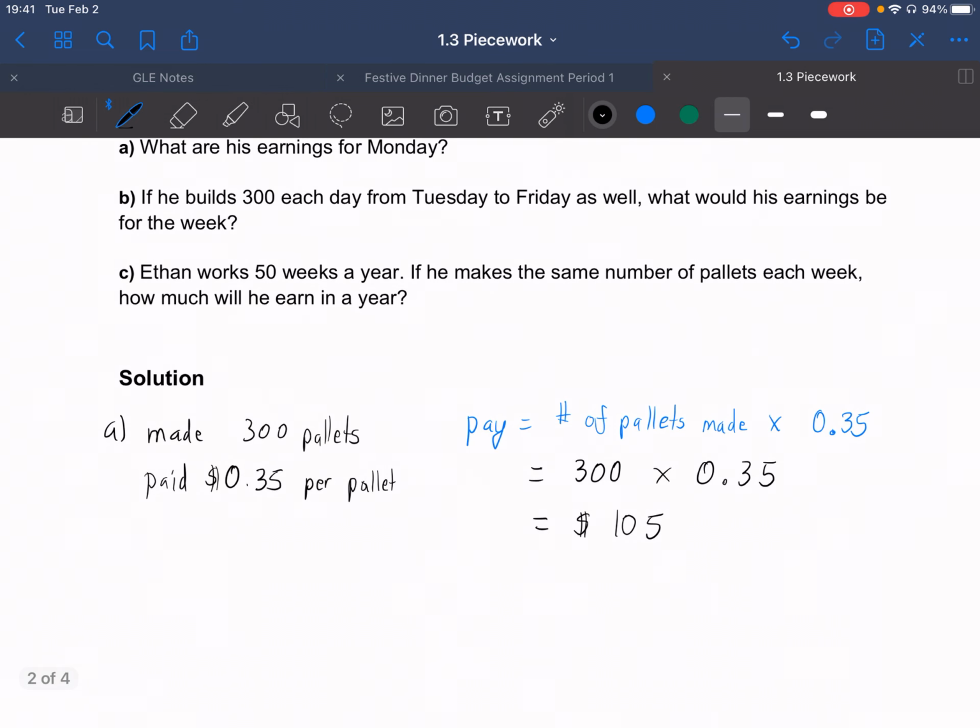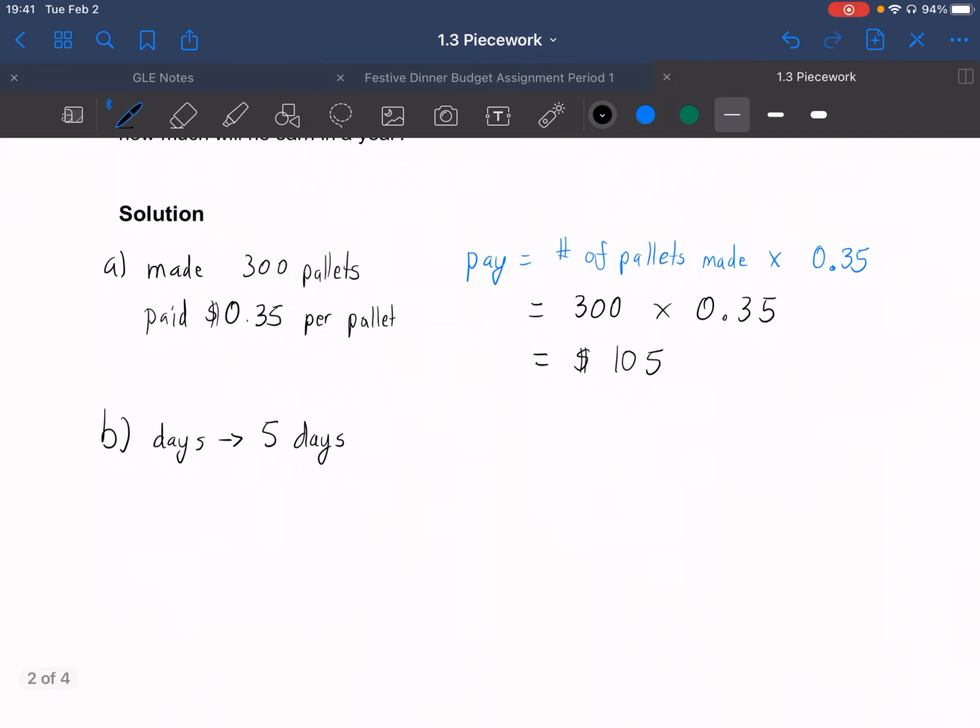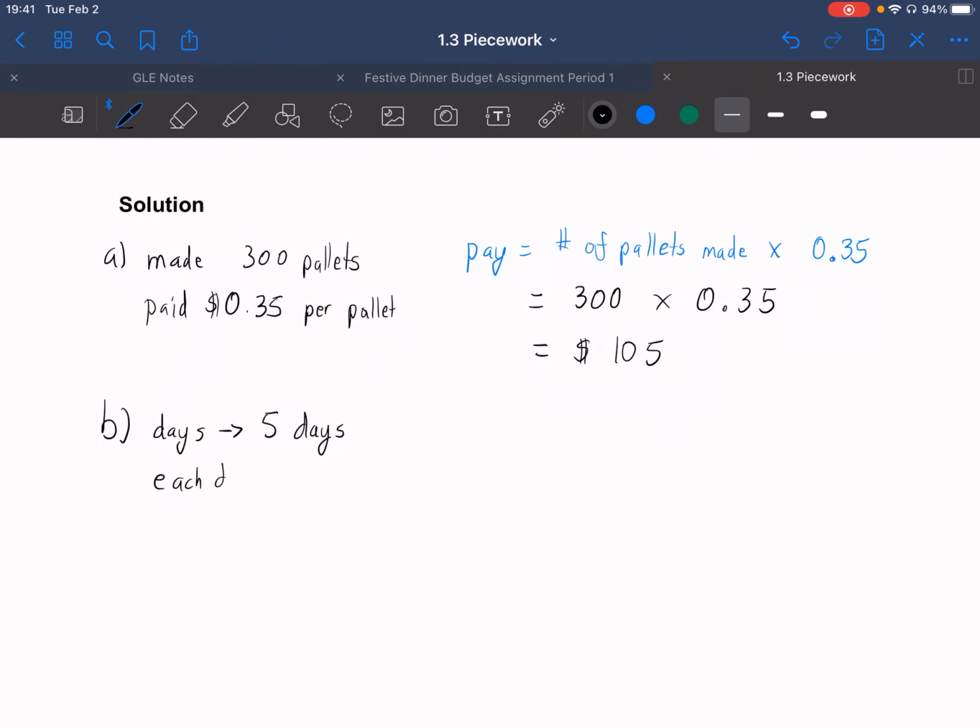So let's look at the second part of this question. He builds 300 each day from Tuesday to Friday as well. What would his earnings be for the week? So we have 300 per day. Days: Monday, Tuesday, Wednesday, Thursday, Friday. That's 5 days. Each day, if we're doing 300 again, we take the information from A, he would make $105.